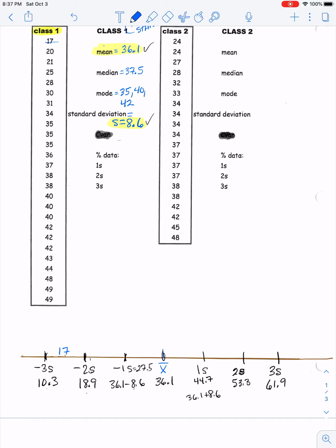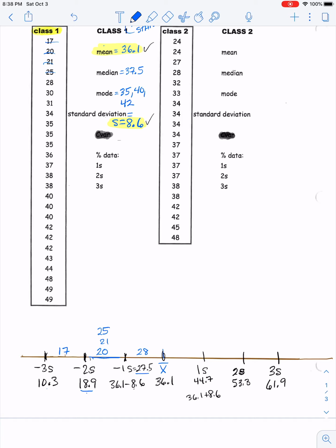Next is a 20. Okay, 20 is going to fall between 18.9 and 27. So we're going to put the 20 in here. Okay, next up is a 21. So 21 also is in the same little compartment here in this range. And then the 25 will also fall in there. Okay, so I'm down to here. All right, then 28 is going to have to slide over into the next compartment.